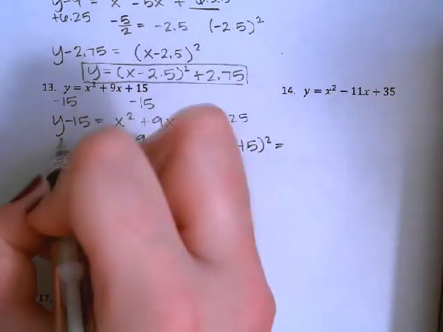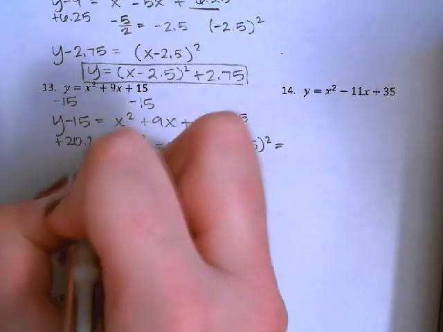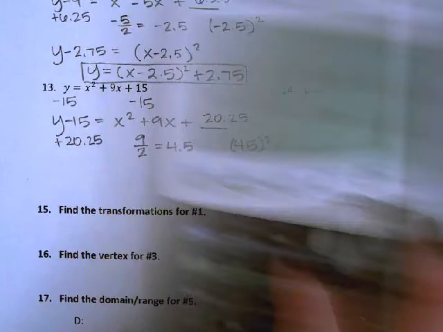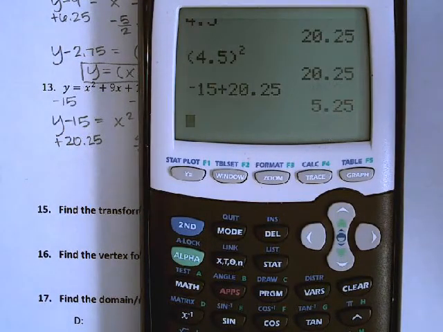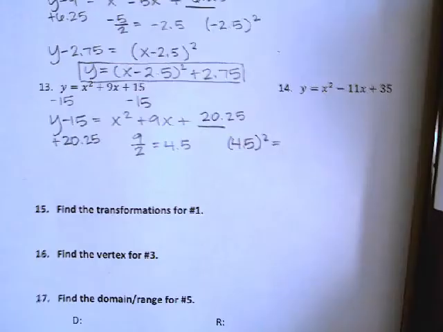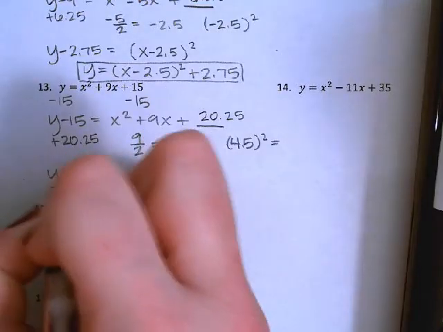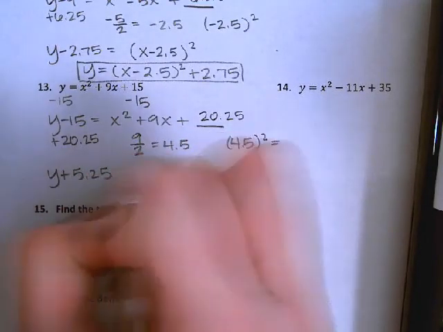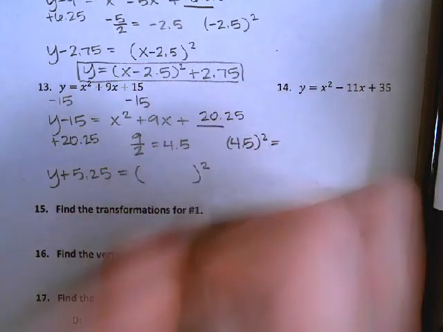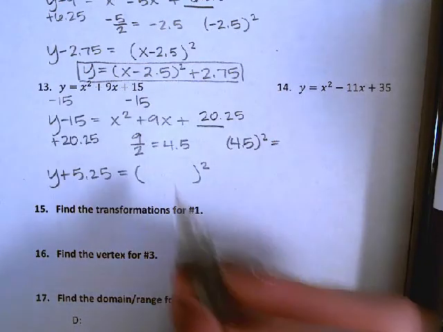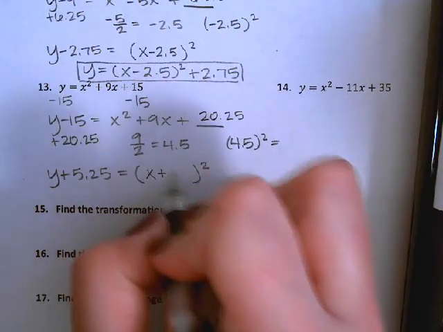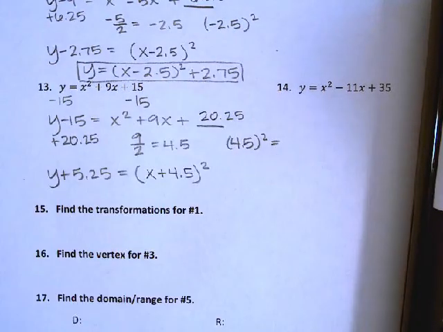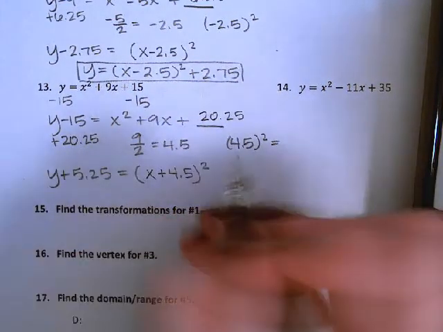And then over here we're going to put 20.25. So negative 15 plus 20.25, 5.25. So this is y plus 5.25 equals, and then in the parentheses, I'm going to take the number from when I divided by 2. It's a positive 4.5, so x plus 4.5 is what goes in the parentheses. And then I can go ahead and subtract the 5.25 over.